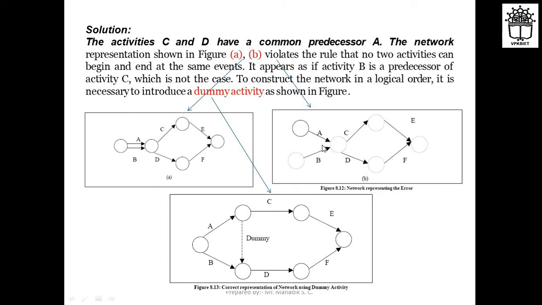Here also you can see that A and B are started, but ending at the same event. So this is again not correct, because A and B are ending at the same event, and C and D are starting from the same event. So this is not the correct way. In that case you can use a dummy activity in between, like this. So that's why this is the correct network diagram for this problem.